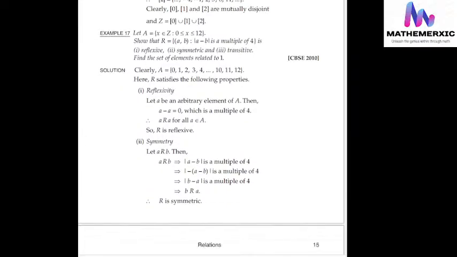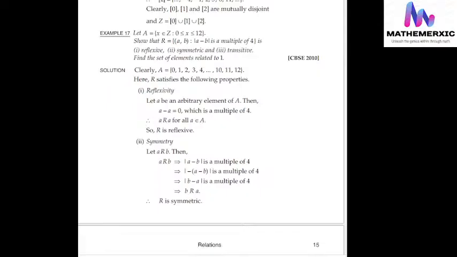Let A be the set of x belonging to Z such that x is greater than or equal to 0 and less than or equal to 12. R is the set of (a, b) such that the modulus of a minus b is a multiple of 4. Show that R is reflexive, symmetric, and transitive, and find the set of elements related to 1. Here A starts from 0 and ends at 12.